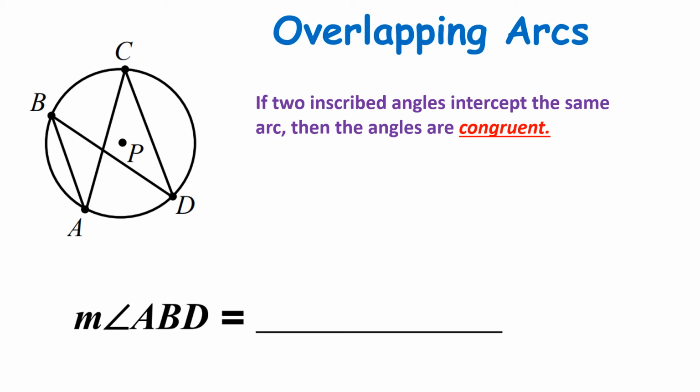Now we're looking at overlapping arcs. If two inscribed angles intercept the same arc, then the angles are congruent. Our intercepted arc right here is arc AD, and these two angles, angle ABD and ACD, intercept the same arc AD. So the measure of angle ABD is equal to the measure of angle ACD. They are congruent because they intercept the same arc.